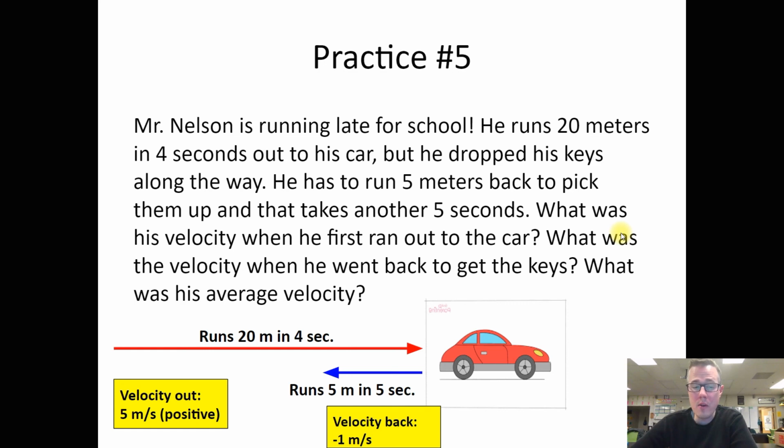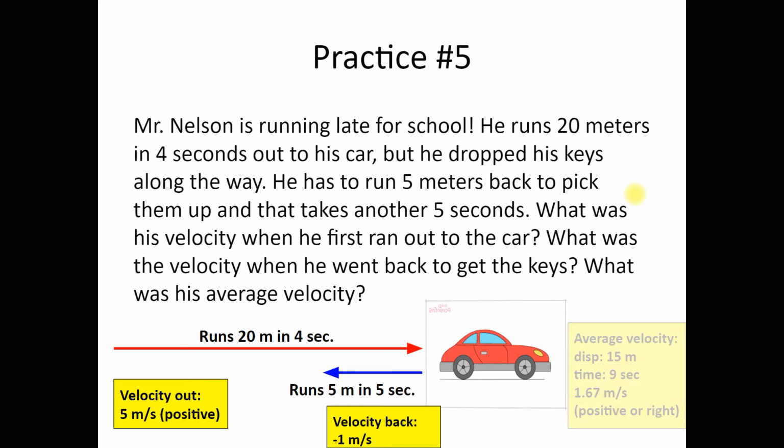Now our average. Hopefully you did not take 5 and -1, add them together and divide by 2, because that would not get you the average. We have to figure out our total displacement divided by our total time. So because I went 20 out and came back 5, my total displacement is 15. I went from the beginning, at the beginning of my red arrow, to when I picked up my keys, 15 meters away from the start. But the total time was 9 seconds. So displacement was 15, total time was 9 seconds. So my average velocity was 1.67, if we round it, please round it, meters per second, and I left it positive, or you could say to the right.